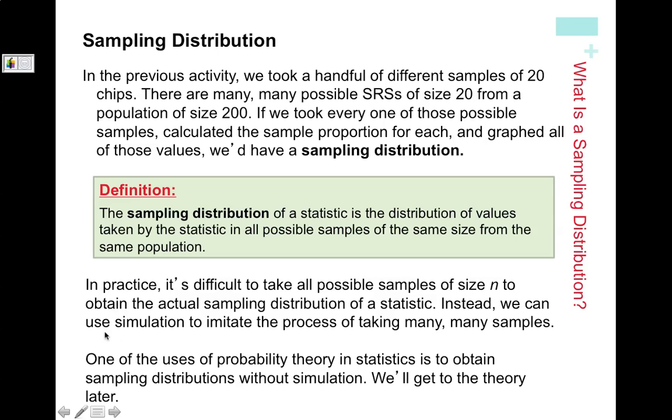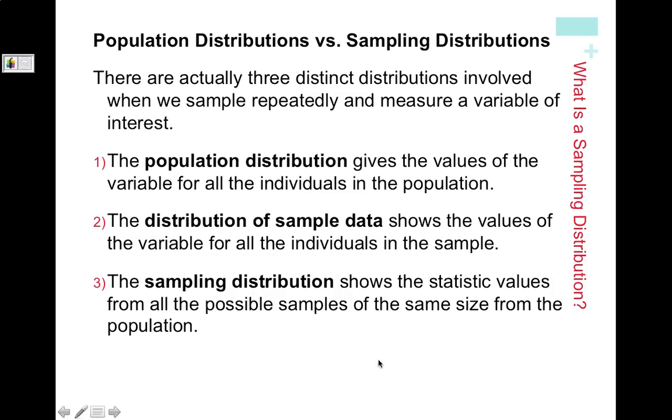So what we can do is use simulation to imitate the process of taking many, many samples. We're never going to get them all. We're never going to have a true sampling distribution, but we can get close to it. We can also deal with probability theory, normal distributions, that sort of thing, and obtain sampling distributions without simulation. We're not going to get into that right now.